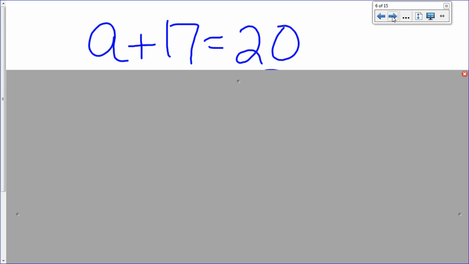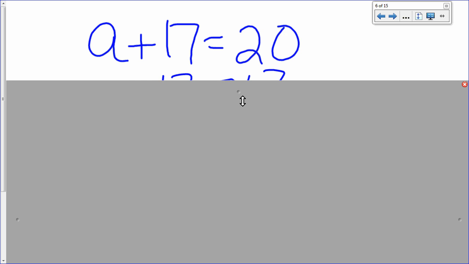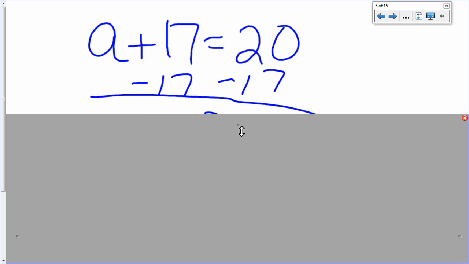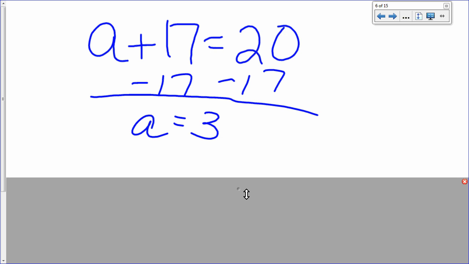a plus 17 equals 20. In order to get a by itself, we're going to do the opposite of adding, which is subtracting. The subtraction property of equality states that if we subtract 17 from the left side, we have to subtract 17 from the right side. And in this case, we would get a is equal to 3.